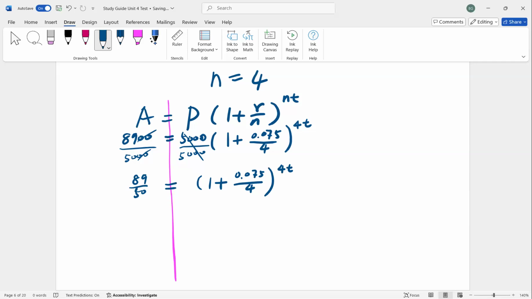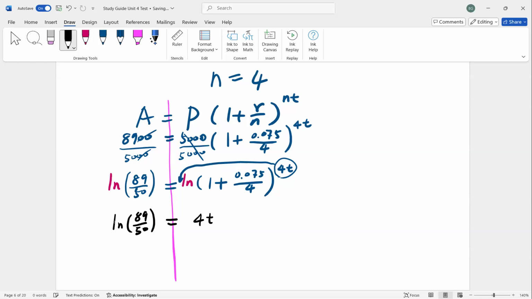We are solving for t, and we are going to apply the second method. We're going to apply ln on each side. On the right side, this is the exponent in the argument. By the power rule, we can move that exponent in front of the log. Then we have ln 89 over 50 on the left side, and we are going to have 4t times ln of 1 plus 0.075 over 4.